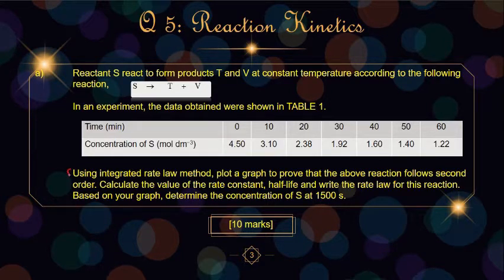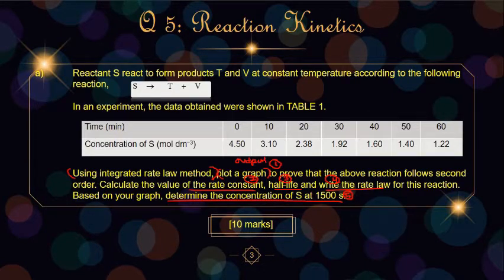Using integrated rate law. Okay. Plot a graph to prove that the above reaction follows second order. So plot the graph is your output question number 1. Okay, so calculate the value of the rate constant, half-life, and write the rate law. So this is question number 2. This is question number 3. This is question number 4. And the last one, based on your graph, determine the concentration of S at 1500 seconds. So this is question number 5.